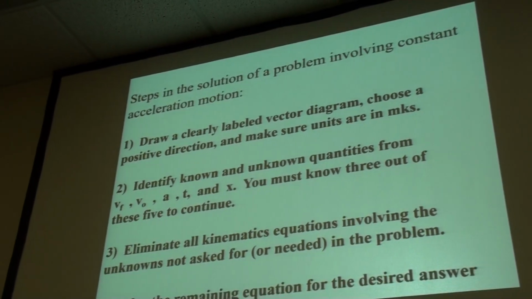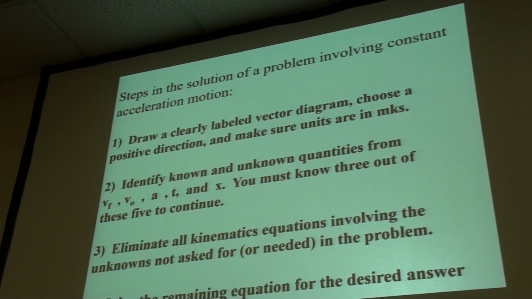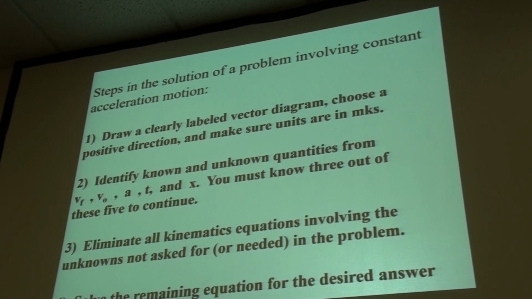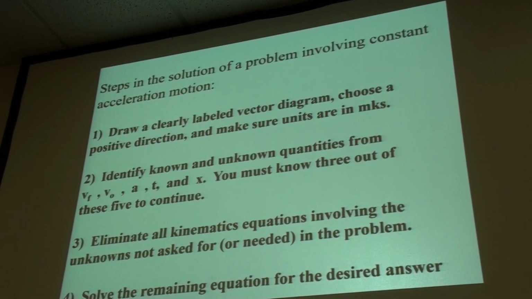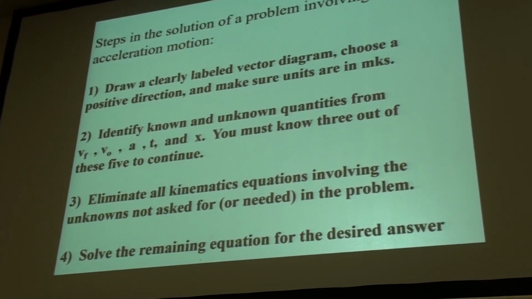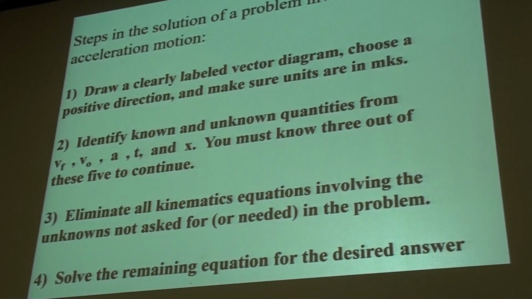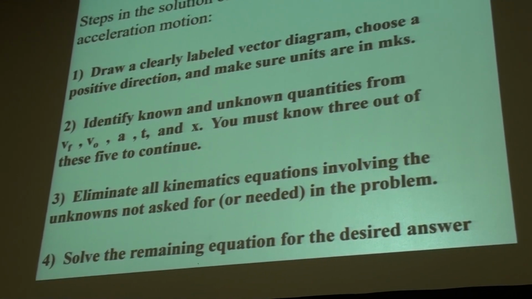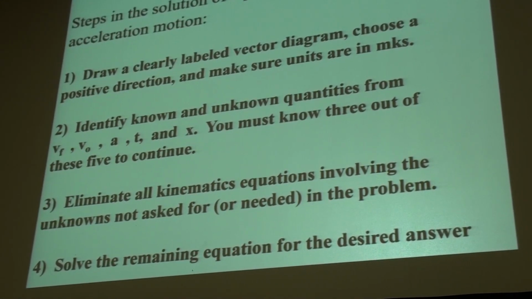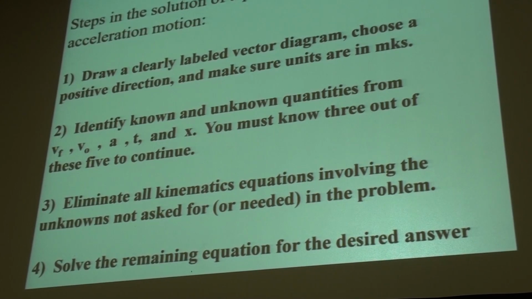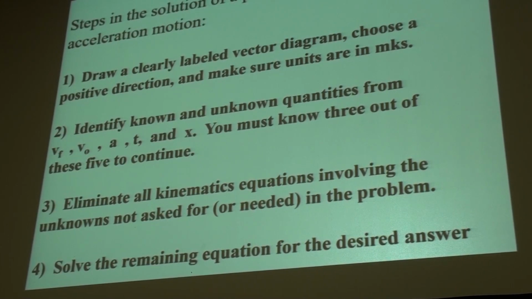And so if we have that combination of problems, then here is a set of steps for the solution to a problem that involves constant acceleration. Step 1, draw a clearly labeled vector diagram, choose a positive direction, and make sure the units are in meters, kilograms, seconds. Step 2, identify known and unknown quantities, v final, v initial, a and t, and x.